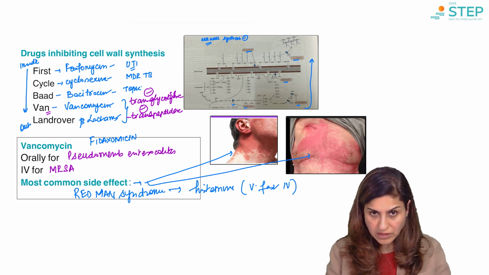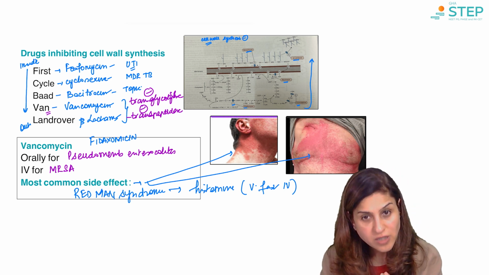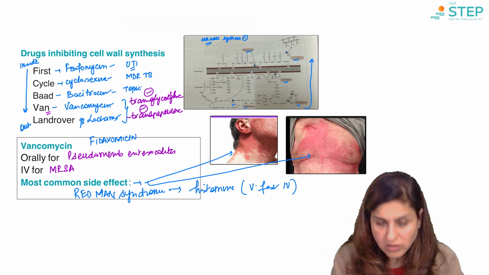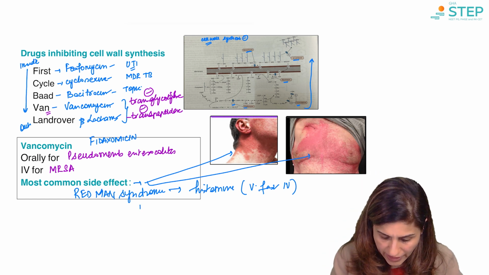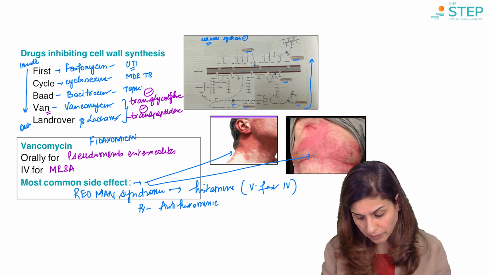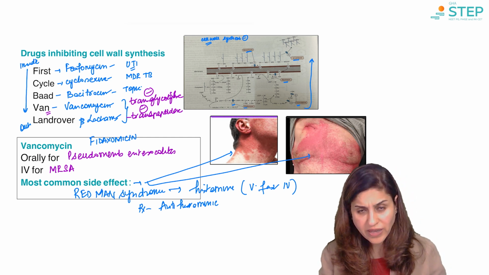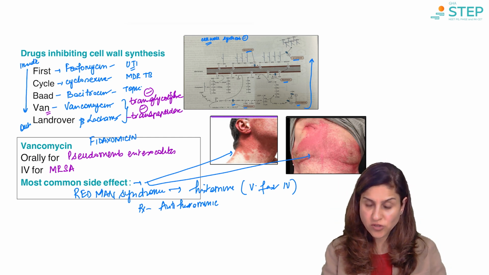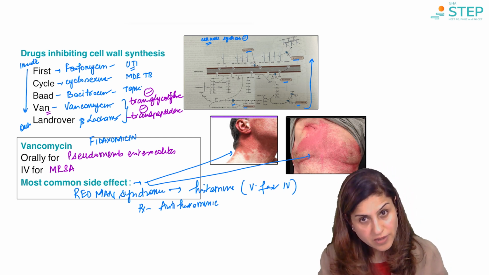So what is the treatment? You start with or give a very slow infusion, and you can even give an antihistaminic beforehand. That is how you can prevent this. But if you give it very slowly, then there is less chance of having this red man syndrome.